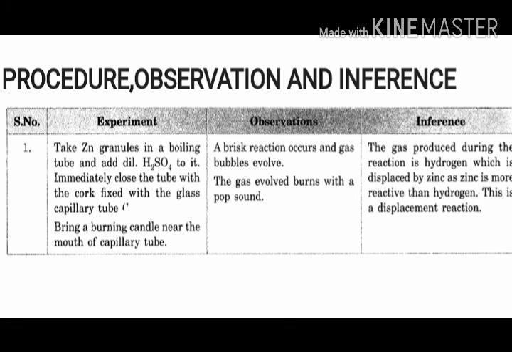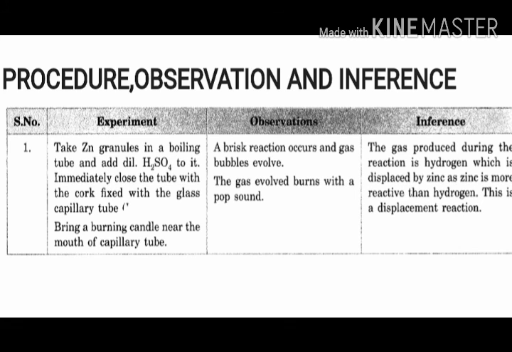So the procedure we have done: we have taken the zinc granules in a boiling tube and we have added the dilute sulfuric acid to it. Immediately we have to close the tube with the cork fixed with the glass capillary tube, and we have to just bring the burning candle near the mouth of the capillary tube.